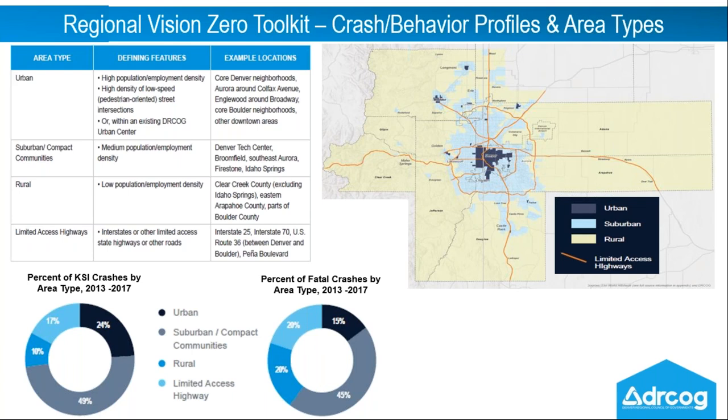One of the things you might notice is that fatal crashes skew a little more to rural and limited access highway, probably having to do with the increase in speed in those areas. But once we started to look at some of the reasons why these crashes are happening within these areas, that's when we started to see more prominent differences.